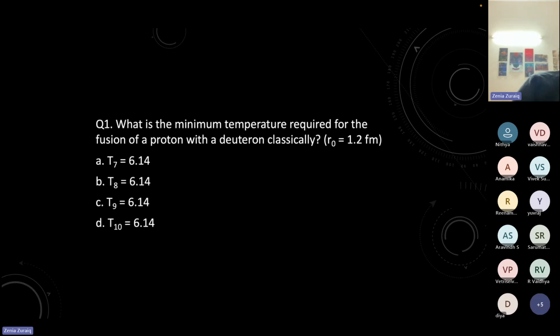I don't see any answers yet in the chat. I'm just monitoring. Okay, I see one answer in the chat, T9 6.14. Any other people to answer? I'll give you 1 more minute if anyone else is also working it out. Anyone else? Anyone who does not know how to do this question? Please put that also in the chat if anyone doesn't know how to proceed. I think you should know by now because these are things we have discussed over and over again.